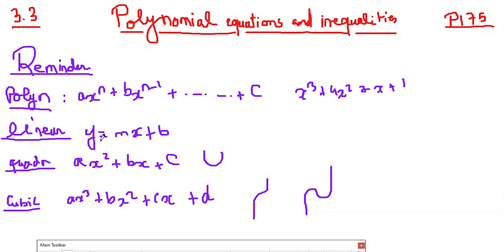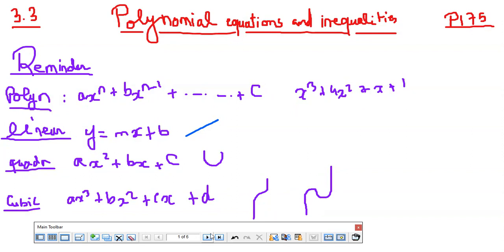Linear, so it's the equation of a line, y equals mx plus b. Quadratic, so it's ax squared plus bx plus c. It's a U shape, and the cubic is of degree three, and it has a snake shape. What we're going to learn here is how to use long division, synthetic division, and the remainder theorem. This is all about this lesson.